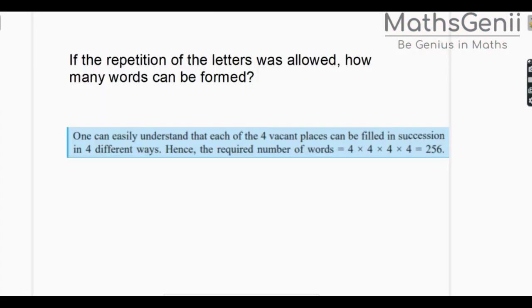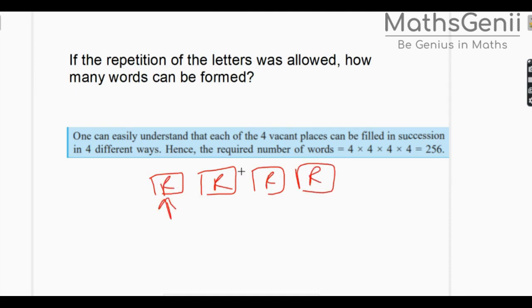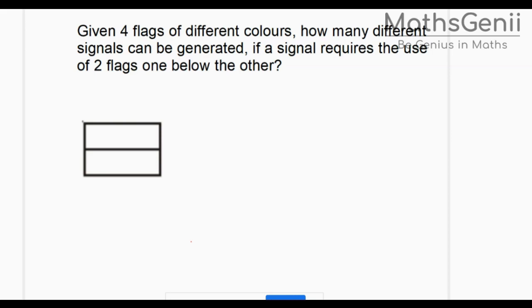Now, if the repetition of the letters was allowed, what would have been the case? You can have R here, or O, S, or E, so for every box you have four choices. Therefore, the answer comes out to be n raised to r, which is nothing but 4 raised to 4, which is 256.